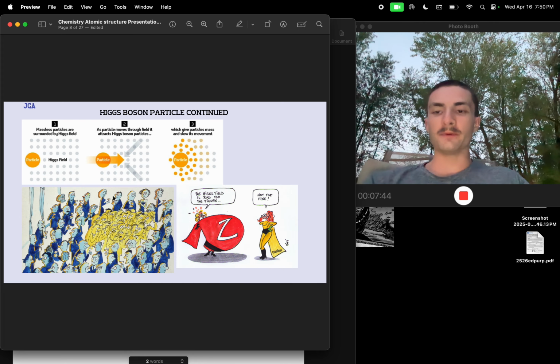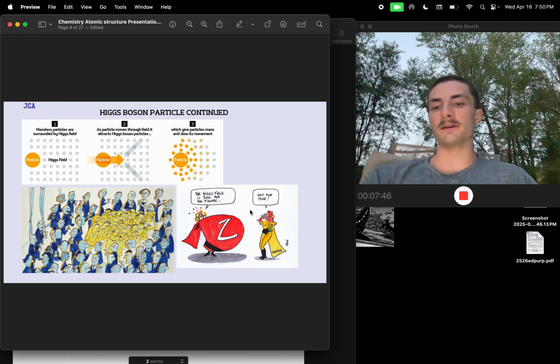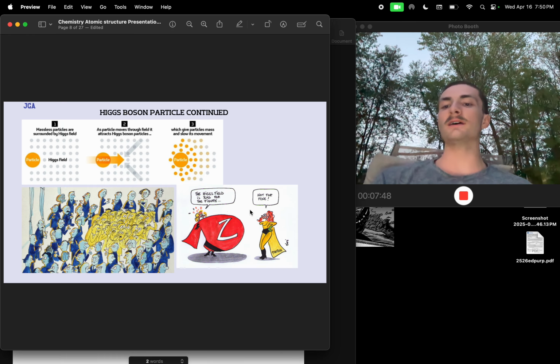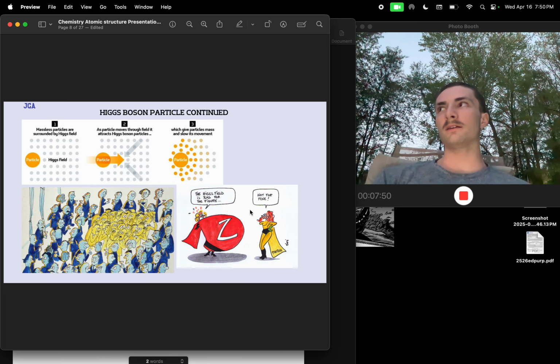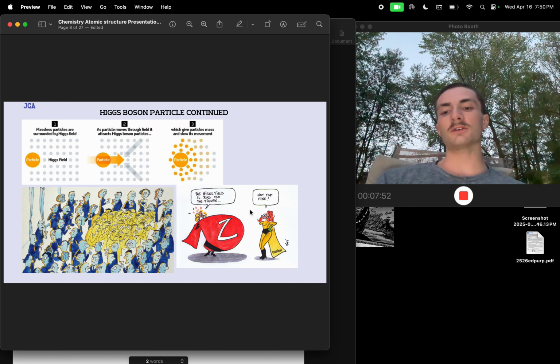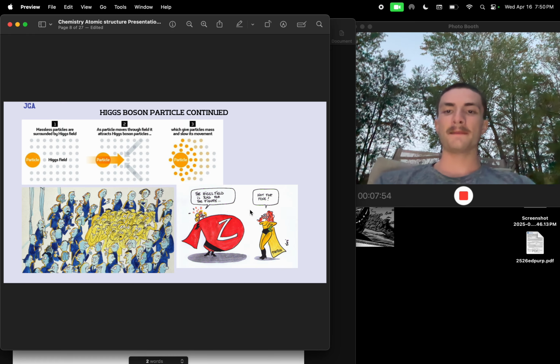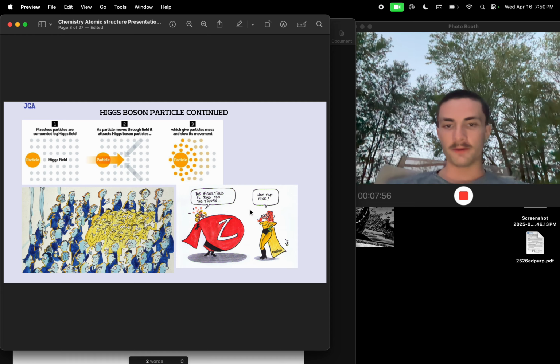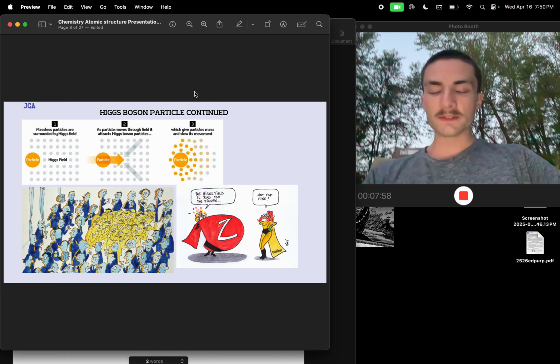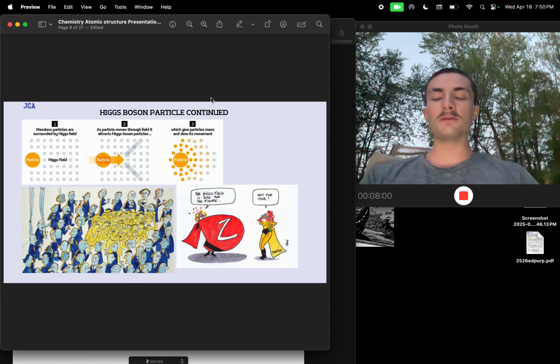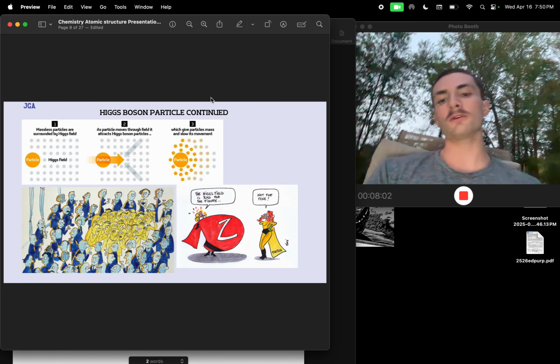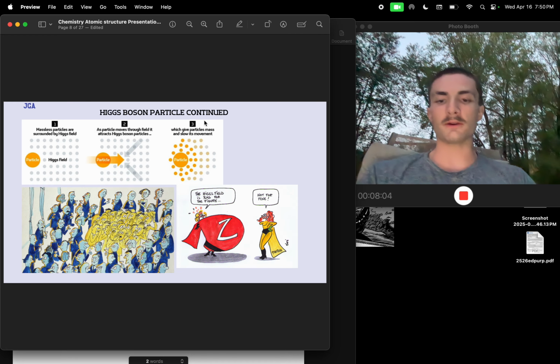And so the more people that start to surround him, the slower he moves through the crowd. And you take another person who's not so famous, they try to walk through the crowd. The opposite happens. Not many people start to talk to him, so he can move through it more easily. And so that's the idea with the Higgs field. Again, the idea of the Higgs field is that it gives elementary particles, such as electrons and quarks, their mass through the interaction with it.